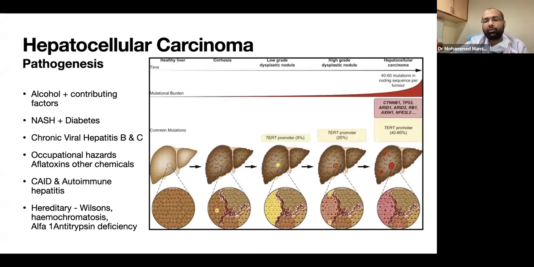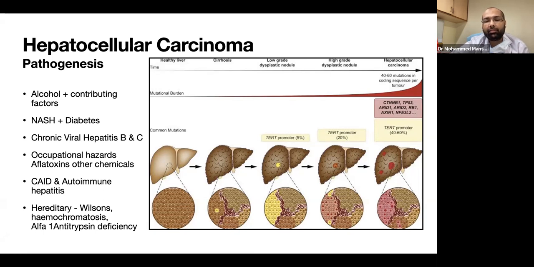The pathogenesis of hepatocellular carcinoma starts with irritants that cause damage to the hepatocytes. These irritants could be alcohol with contributing factors like smoking, or hepatosteatosis along with diabetes causing metabolic damage to the liver, chronic viral infections like hepatitis B and C, occupational hazards, exposure to toxins and chemicals, autoimmune disease of the liver. It could also be hereditary, like in Wilson's disease, hemochromatosis, and alpha-1 antitrypsin deficiency.